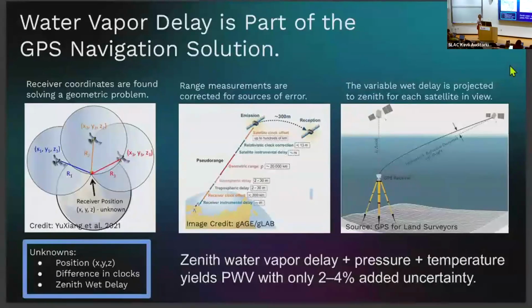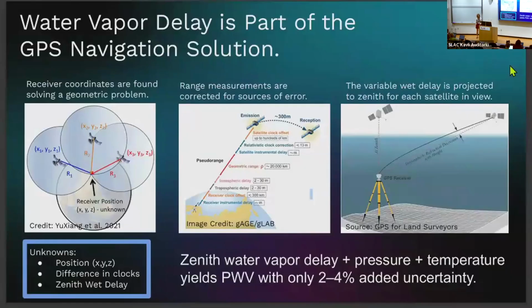So water vapor delay is part of the GPS navigation solution. The main observable in GPS positioning is the travel time of a signal to travel from a satellite to a receiver on the surface of Earth. So we take this travel time, multiply it by the speed of light, and we calculate a range. And if we know the location of all the satellites in space and we know all the ranges, we can isolate our position on the surface of Earth.